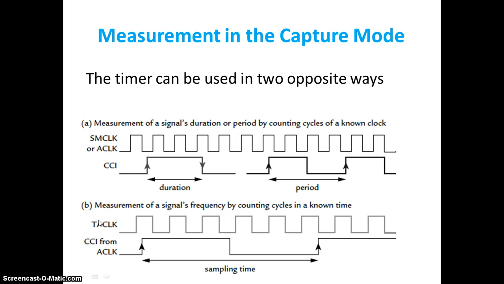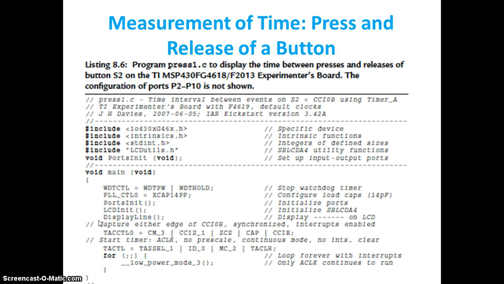Okay, now let us consider an example: programming measurement of time, press and then release of a button. Here I want to know how much time the button has been pressed and released. If I want to know the duration, how do I configure it? Suppose you take the TACCTL capture control register. There I need to make sure that it has been configured for capturing rising and falling edges. That is the one thing I want to know.